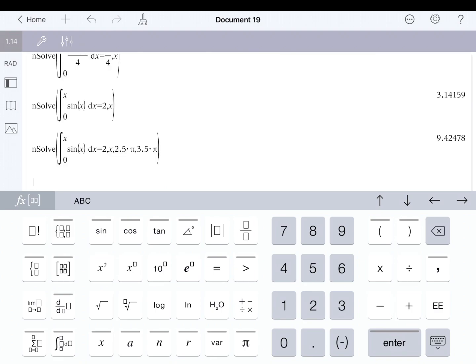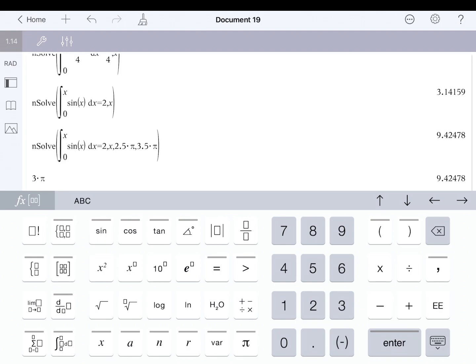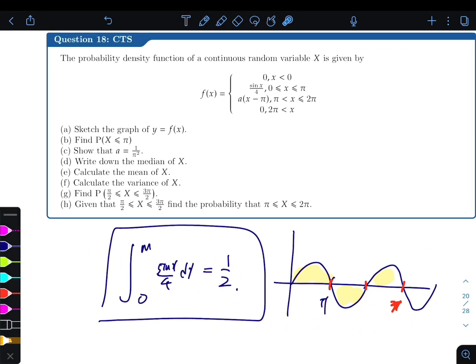So for a periodic function like this, you got to be very careful. You need to check your domain and restrict the domain to find the particular solution. So here, if we compare with this 3 pi, I'm sure it's going to be the same value, you see? So you got to be careful when solving with NSolve. But usually for a continuous random variable, it's for the very first answer that you're going to get, so it's reasonable to use NSolve, but just to remind you that you can have multiple solutions. Okay, that's great.